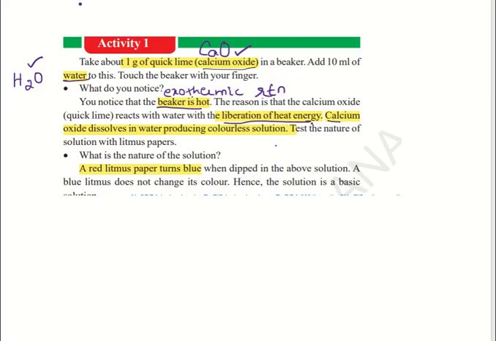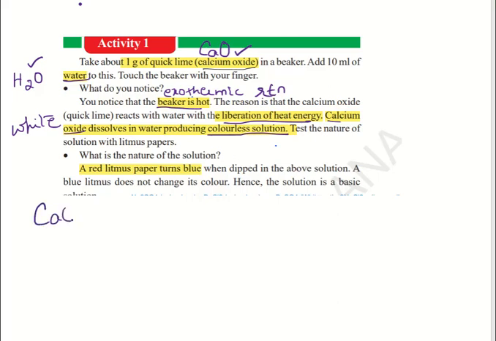Right. When you mix this, calcium oxide is a white powder. So it is which color? White. It dissolves in water, producing a colorless solution. So there is no color for the solution that is formed. What is the solution that is formed? It is calcium hydroxide. Let us write the equation first.